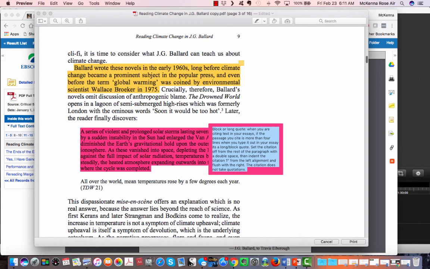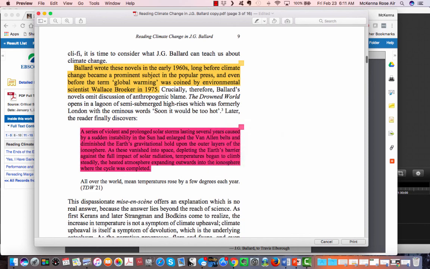You want to set the citation off from the rest of the paragraph with a double space, and then indent the citation 1 inch from the left alignment, and then flush with the right. And then because the citation has been set apart from the rest of the paragraph, it does not take quotations. All right, so again, that is an example of a block or long quotation according to the rules of MLA citation.